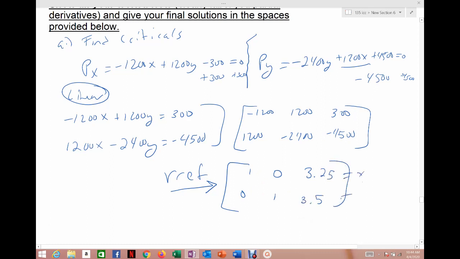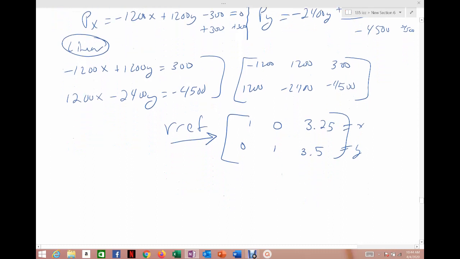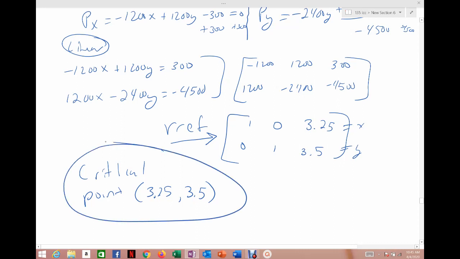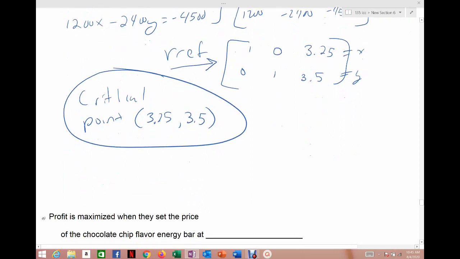So there's my x value, there's my y value, and so my critical point is 3.25 for the x value, 3.5 for the y value. Alright, and so those are my answers to part A.